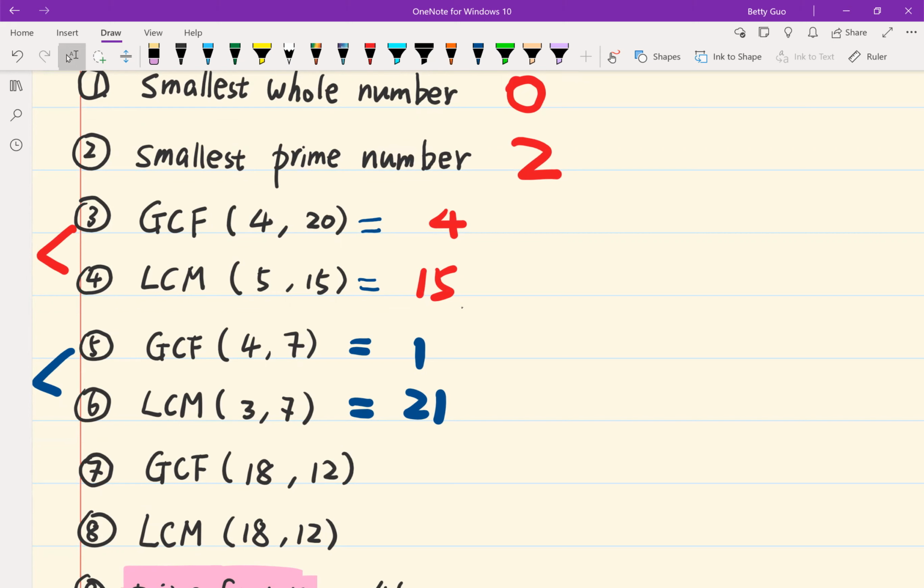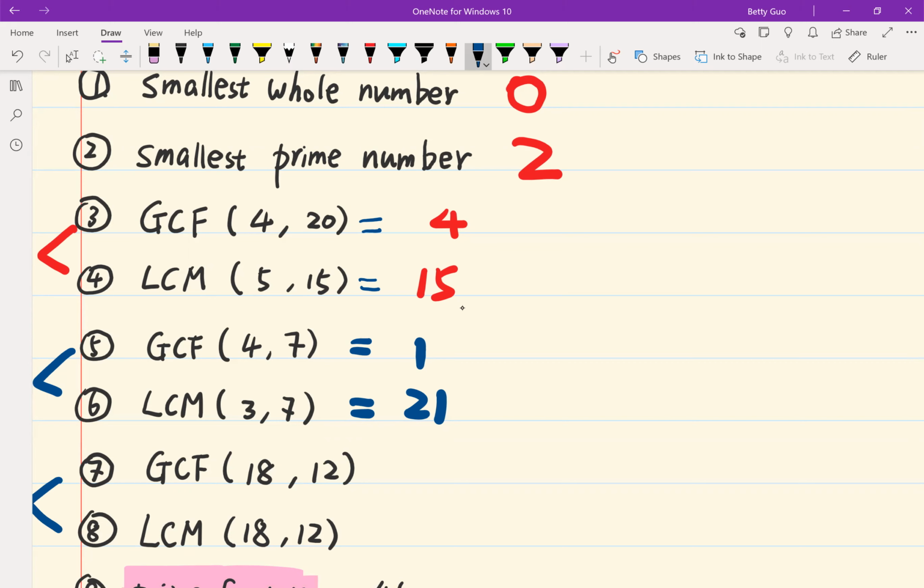Tell me, 18 and 12. Is that special case number 1 or special case number 2? Do you see a number is a factor of the bigger number, or are they mutually prime? 18 and 12? No, right? So number 7 and number 8, they are the regular case. They are not a special case number 1, not a special case number 2, it's a regular case.